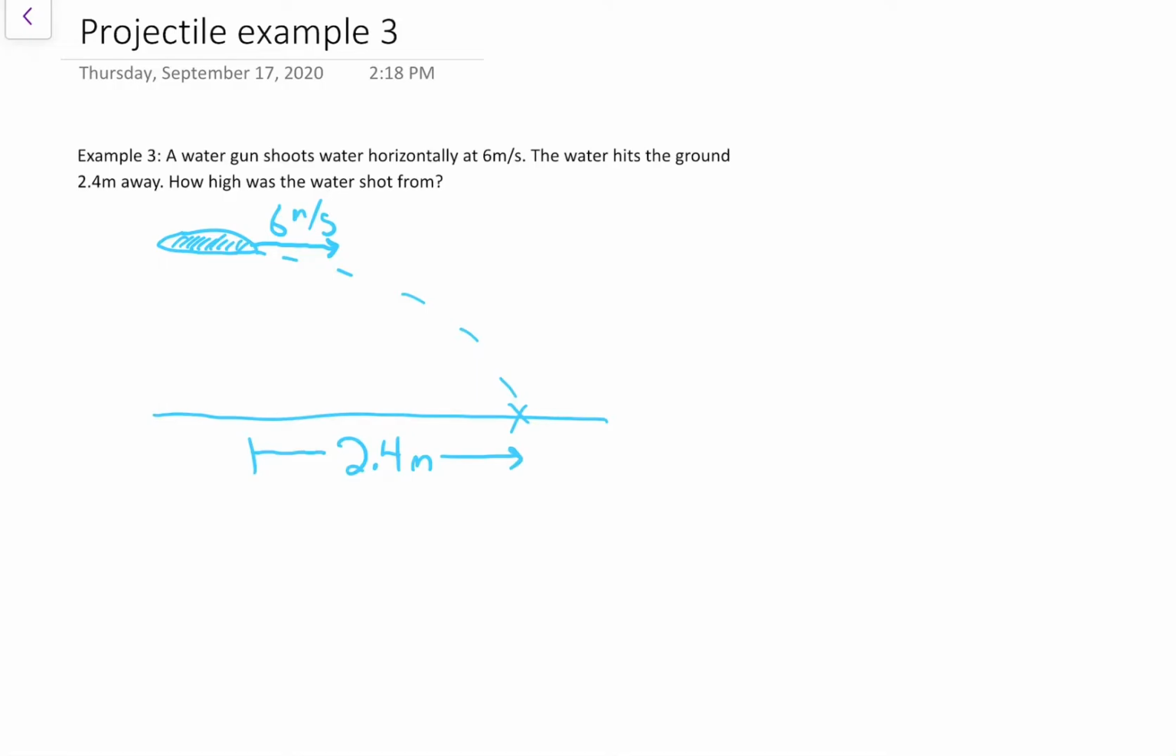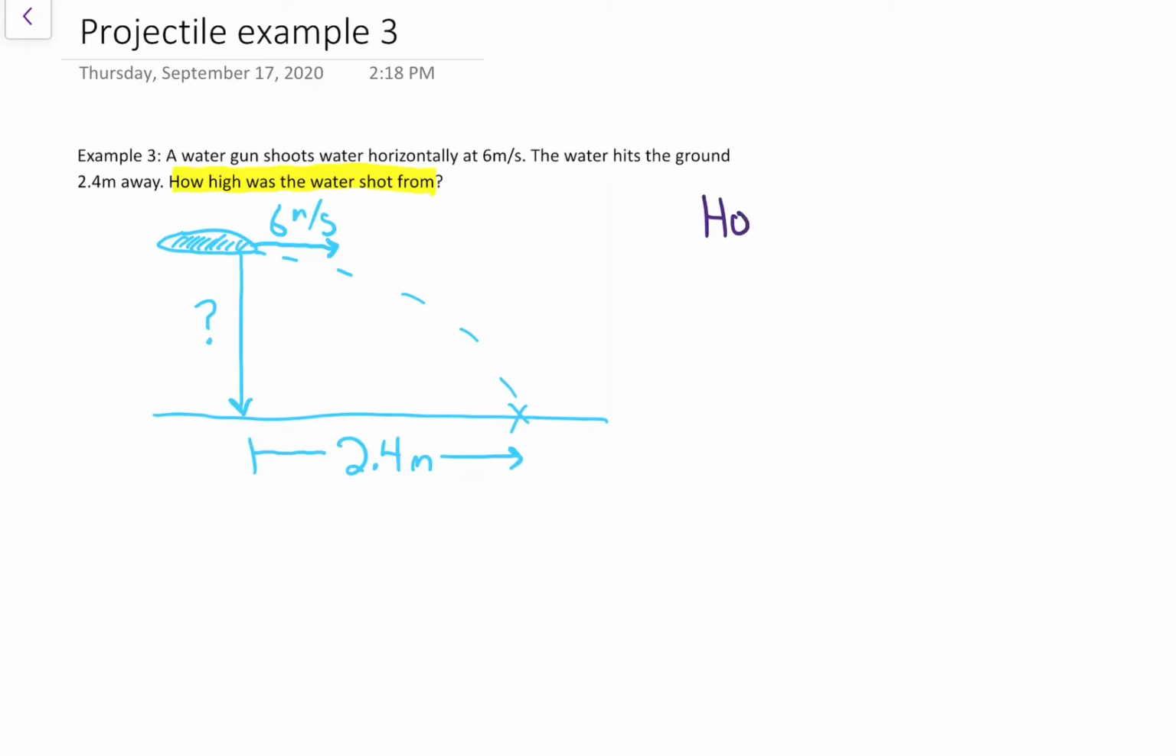How high was the water shot from? So the question really is asking, how far does it fall, or what's this distance? We used the same method, but the question's different this time. Since we're asked for how high, that's a vertical distance, we're going to start with the horizontal.